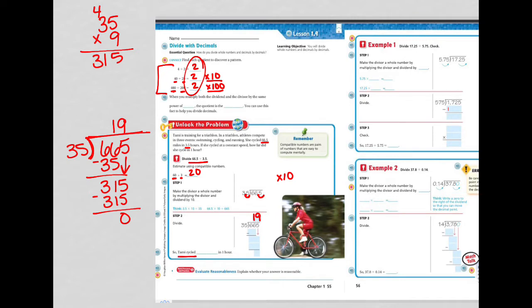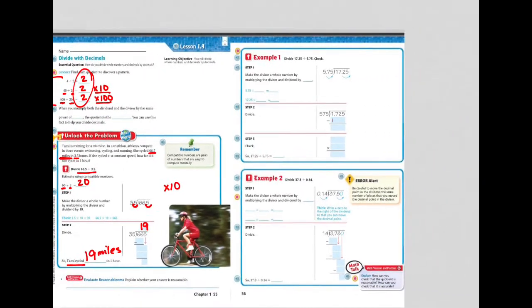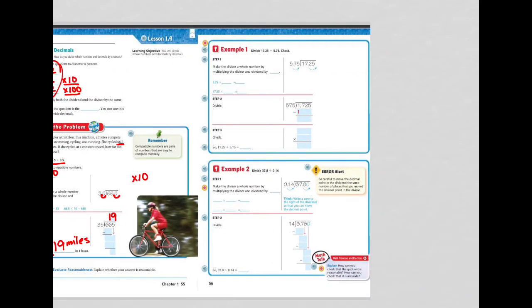So Tammy cycled 19, and we're going to use miles as our label here because that's what she cycled. She cycled 19 miles per hour. All right, with that, let's go ahead and look at example 1, and we're going to see what it's like to divide with 2 decimals.